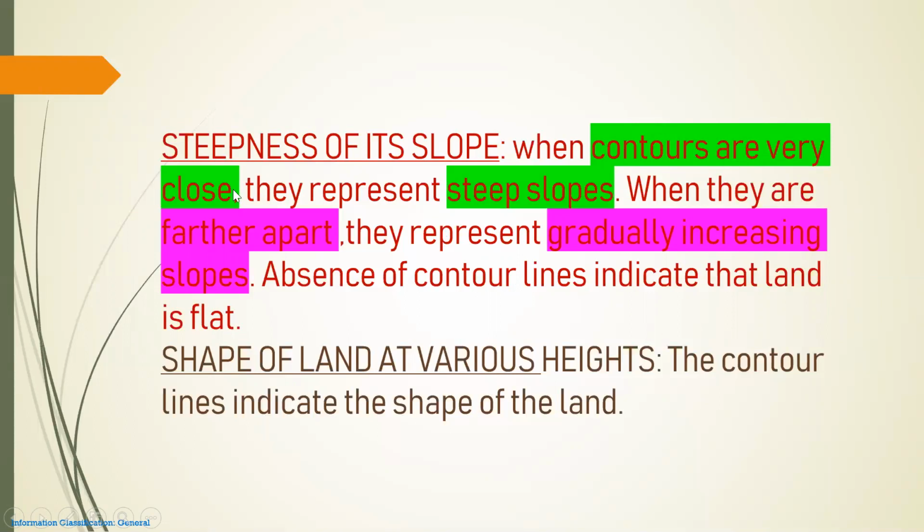When contours are very close, it represents a steep slope. If they are further apart, that represents gradually increasing slopes, and the absence of contour lines indicates that the land is flat. It also helps us to identify the shape of the land at various heights. The contour lines indicate the shape of the land. About that, I will do another video.